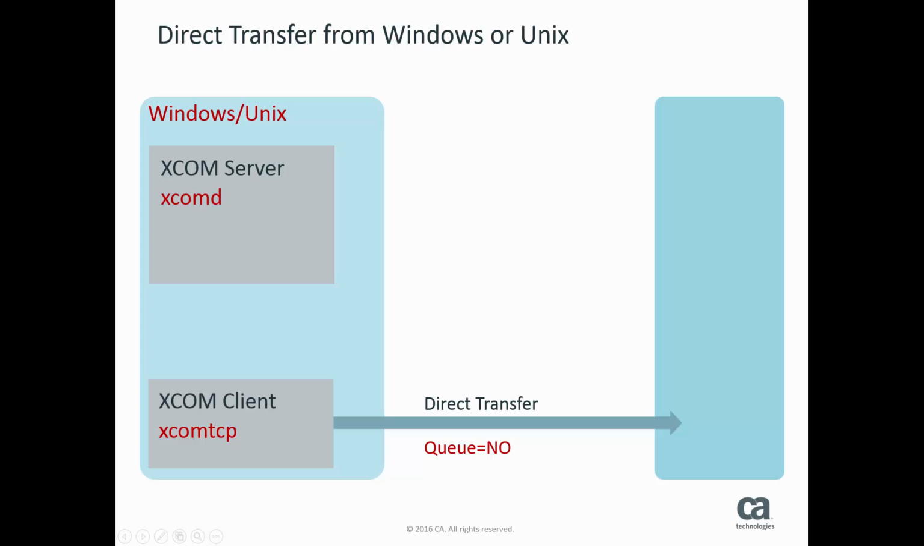On Windows and Unix, a direct transfer is done by specifying q equals no in the xcom.cnf configuration file specified for that transfer. Now what happens if a direct transfer cannot be executed? For example, if there is a problem with the connection or if there is not enough disk space on the target platform. There are three parameters available to handle this situation.